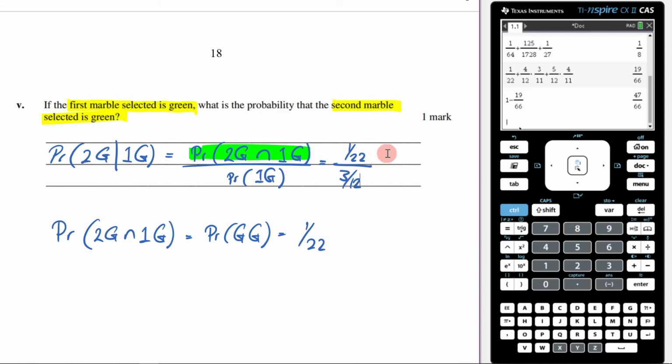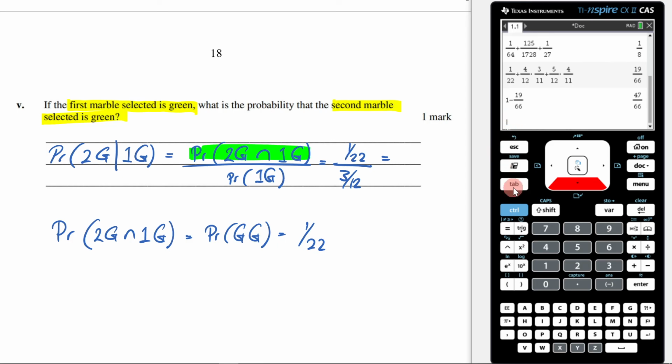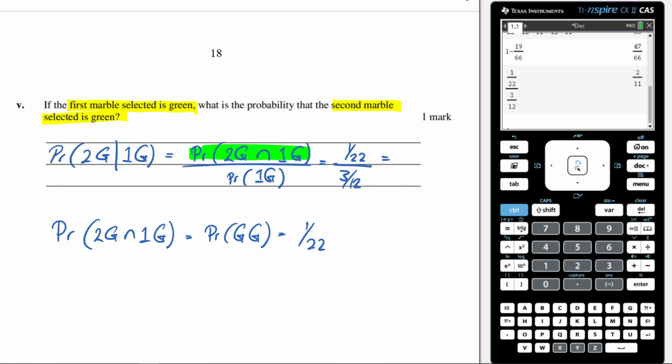And now it's just a matter of chucking this into our calculator. So we can come here, and do I have 1 on 22 here? I don't. All right, that's okay. So control divide, 1 on 22, over control divide, 3 on 12. So it will be 2 on 11 as my final answer. 2 on 11, that's it. And we're done. That's how you do that question there.